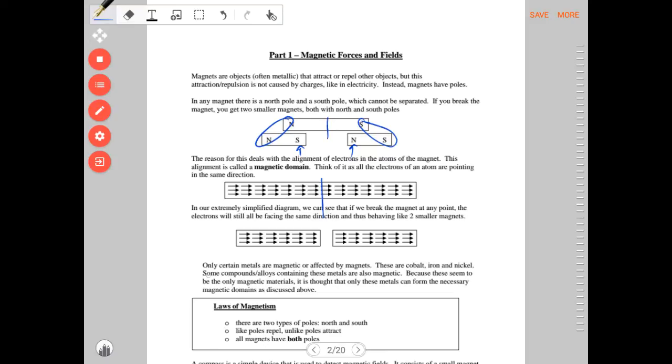Now, only certain metals are magnetic or affected by magnets. These are cobalt, iron, and nickel. Some compounds or alloys containing these metals are also magnetic. Because these seem to be the only magnetic materials, it is thought that only these metals can form the necessary magnetic domains as discussed above.